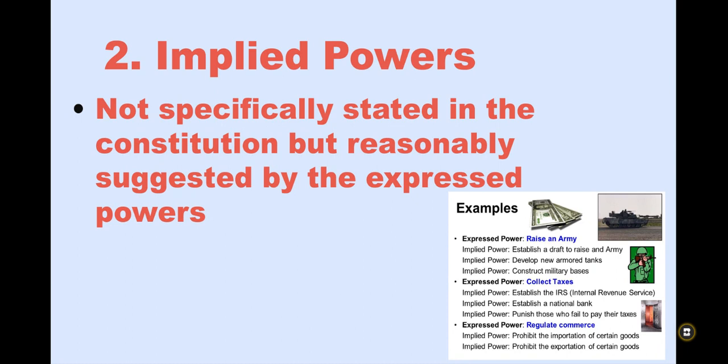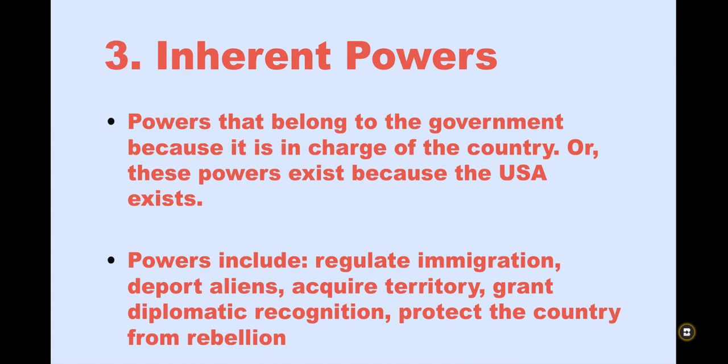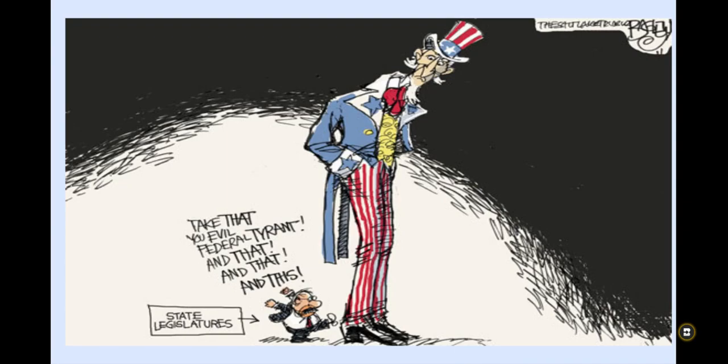But mandatory seatbelt laws did not start in every single state until the 90s. So it's kind of where that implied power comes in. They can do more than is written as long as it kind of relates to the other stuff that's in there. We also have our inherent powers. So essentially, these are powers the government has because they're a government, all right? So they can do things like immigration, deportations, protect the country from rebellion, diplomatic kind of stuff. Basic things we have because we're a country, all right?